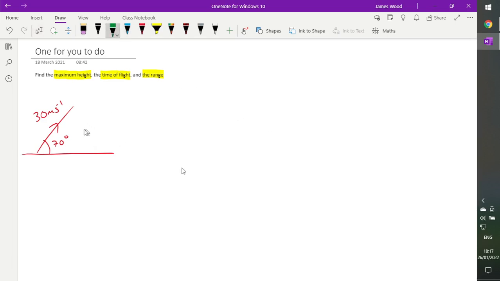So the first thing I'm going to do is split the velocity up into its two components. So I've got 30 sine 70 and I've got 30 cos 70. So to find the maximum height, I'm looking vertically. U is going to be 30 sine 70.